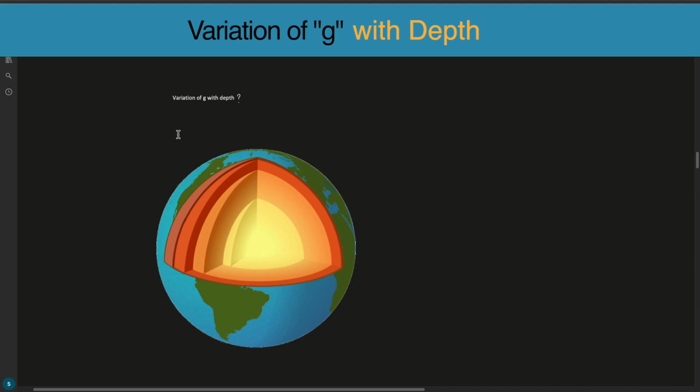I believe you said that definitely the value of g will increase because we are going towards the center, towards the core of the earth. Is that true? Let's find out.